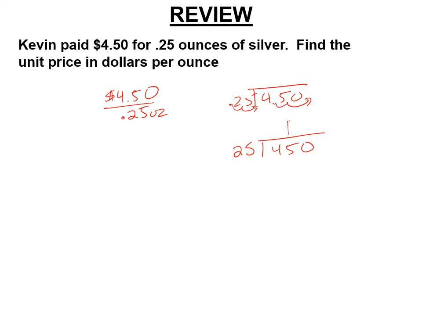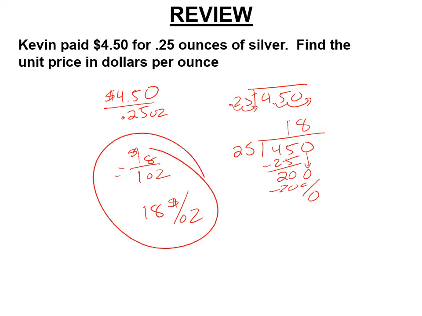25 goes into 45 once, right? And then we have a remainder of 20. Bring down the 0. 25 into 200. Well, there are 8 quarters in $2, so 25 times 8 is 200. And so the unit rate here is $18 per 1 ounce, or you could write it this way, $18 per ounce.